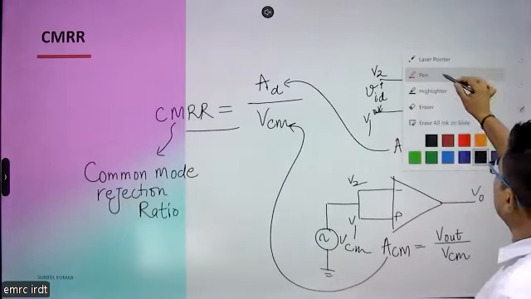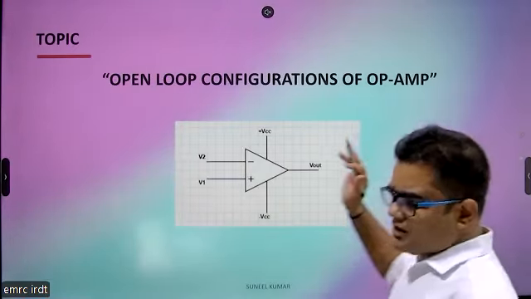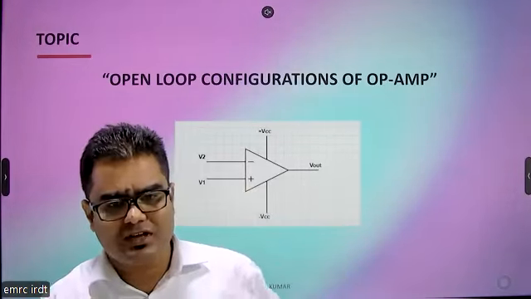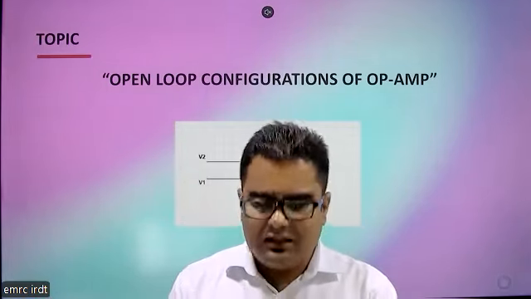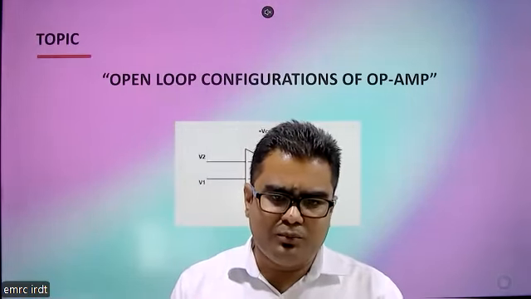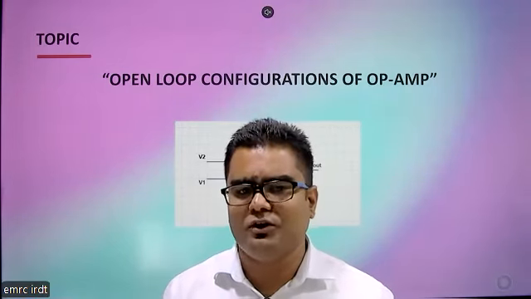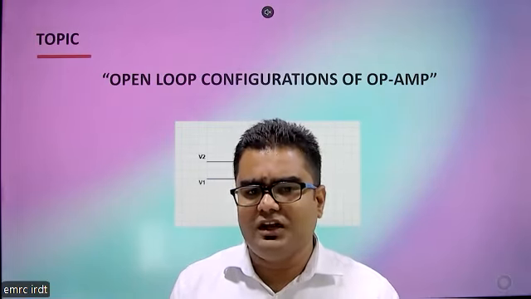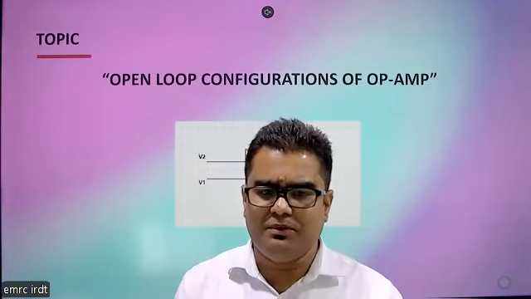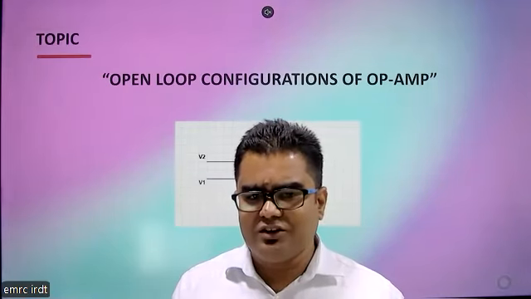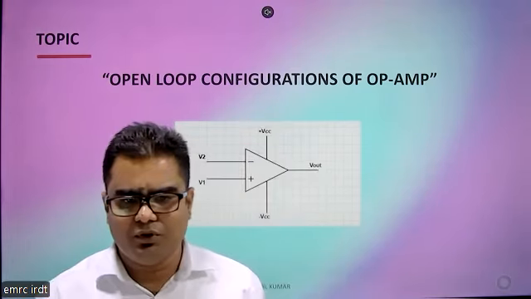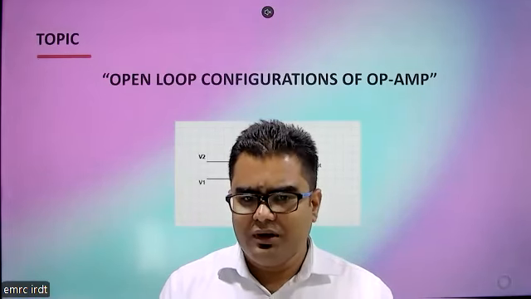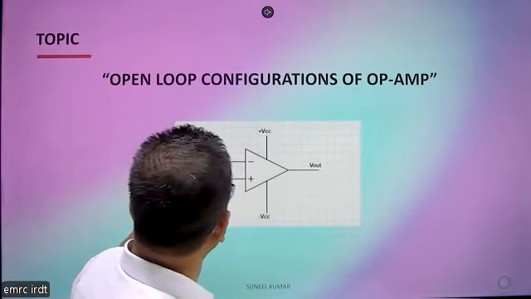So now we will proceed again. This is all about the open loop configuration of the operational amplifier. Till now we have discussed the pin diagram, the symbol, and different properties of the operational amplifier. Now we are going to discuss what kind of configuration we can make through the operational amplifier. This depends on which particular terminal we are applying the input to. That will decide the configuration of the circuitry.